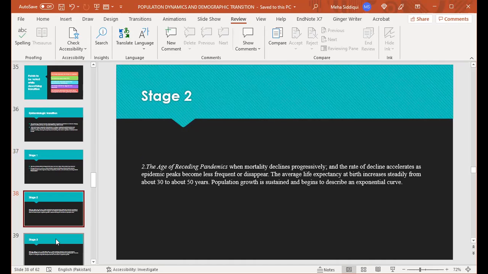The average life expectancy at birth increases steadily from about 30 to about 50 years, and population growth is sustained and begins to describe an exponential curve. And this also corresponds to stage 2 of the DTM model.